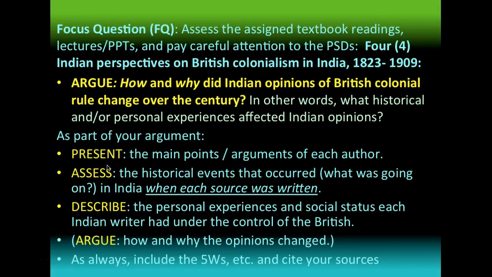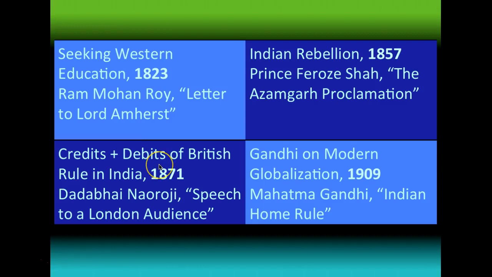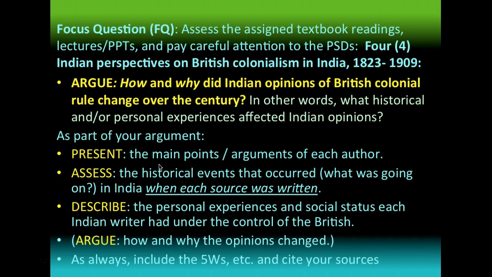Okay, so again, the focus question: how and why did Indian opinions of British colonial rule change over the century? And what historical or personal experiences affected Indian opinions? We just talked about the historical events that occurred, or what was going on in India when each source was written. We didn't specify each exact source. Here are the 4 primary source documents, but we did talk about the main ideas as to what was going on there.